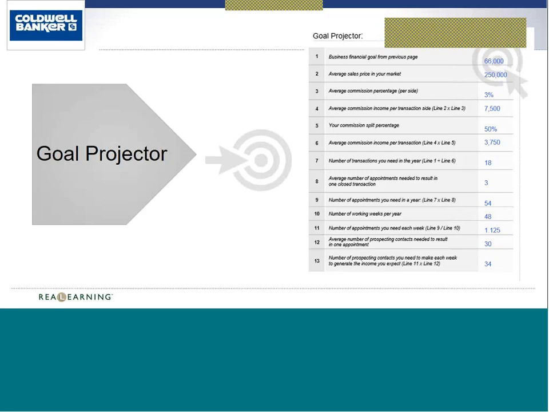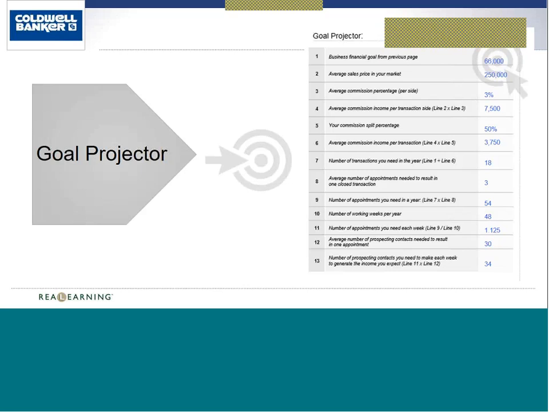Now, how many weeks are you going to work this year? Hopefully not 52, so they don't burn out. In this example, we've got 48. When you divide those 2, you're going to get the number of appointments you need in a week, and that's 1.125. That's not really that hard, right? 1.125.